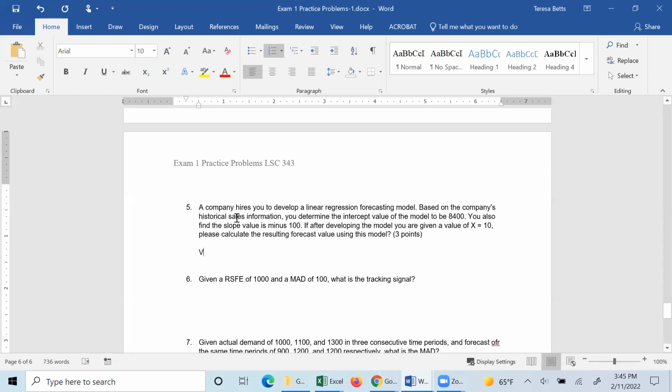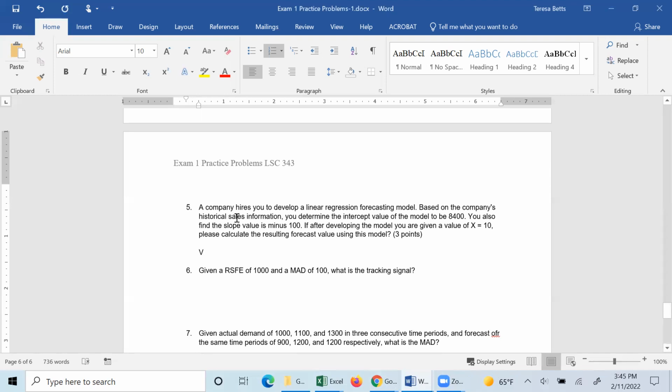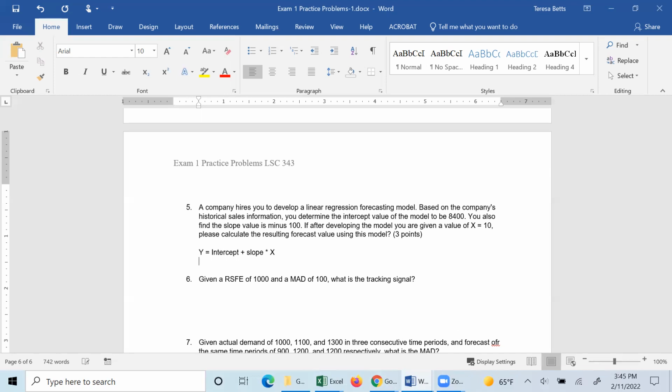for regression, which is y is equal to intercept plus slope times x, right? And so basically then we're going to say y is equal to 8,400 plus minus 100 times x. And so then we plug and play into that. 8,400 minus 100 times 10 gives us 8,400 minus 1,000. So our forecast is 7,400.